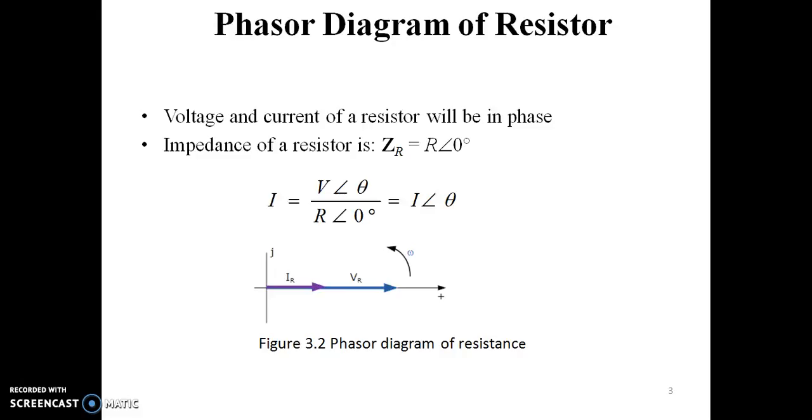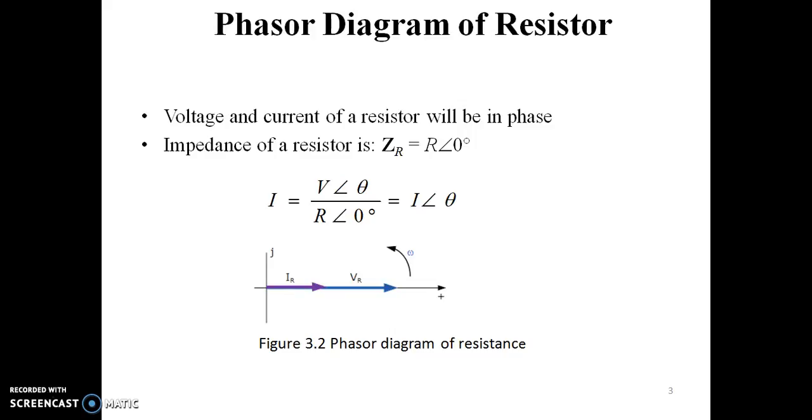Phasor diagram of resistor. In resistors, the voltage and current of a resistor will be in phase. So the impedance of a resistor is represented by ZR is equal to R angle 0 degree. R angle 0 degree is expressed in polar form.